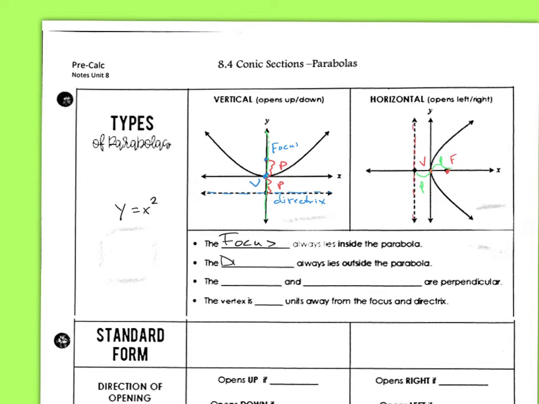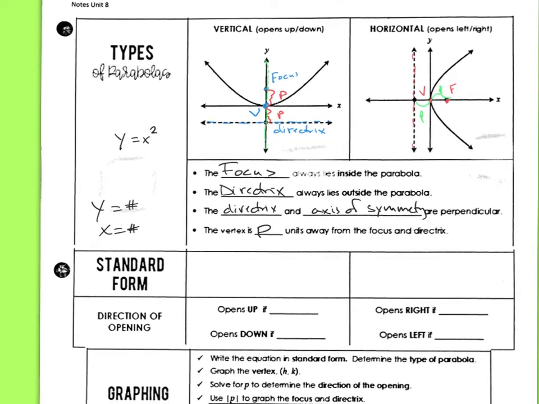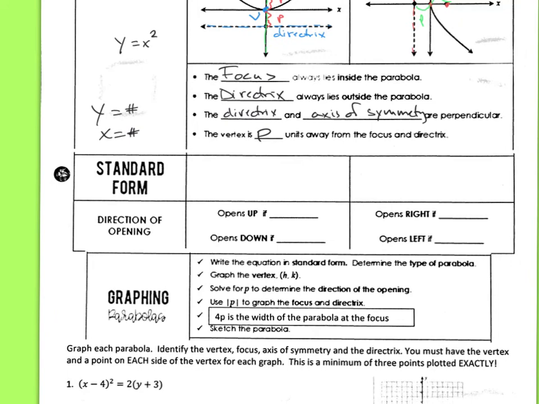The directrix is outside the parabola. It directs it away. And then your two lines that you're going to draw, they're kind of not really part of the graph. The directrix and the axis of symmetry, they're always perpendicular. And so when we draw these, one's going to be y equals a number, the other one's going to be x equals a number. The vertex is P units away from the focus and the directrix. So those are all the things that I said, and hopefully having them written down there helps you a little bit.